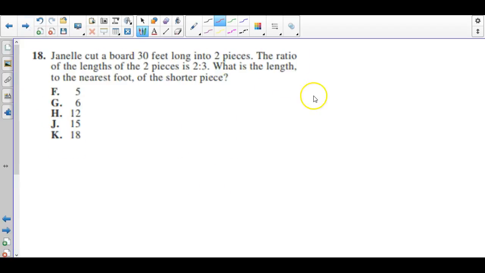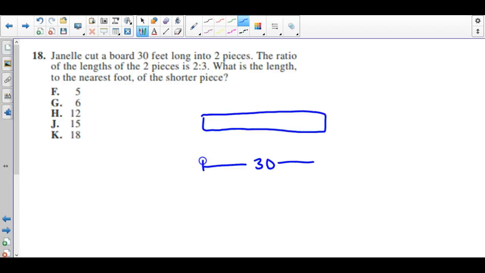Alright, Janelle cut a board 30 feet long into 2 pieces. Not 2 equal pieces, but the ratio of the length of the 2 pieces is 2:3. What is the length of the shorter piece? So I know that the whole board is 30 feet long. I'm going to just put a line here indicating where she cut it. And let's do this 2:3 ratio. So I'm going to just call this 2x, and I'm going to call this 3x.